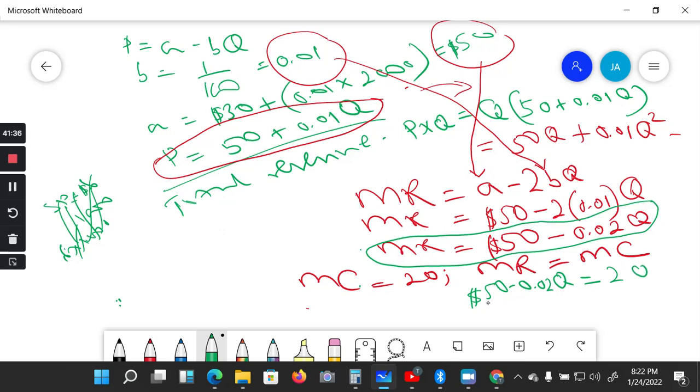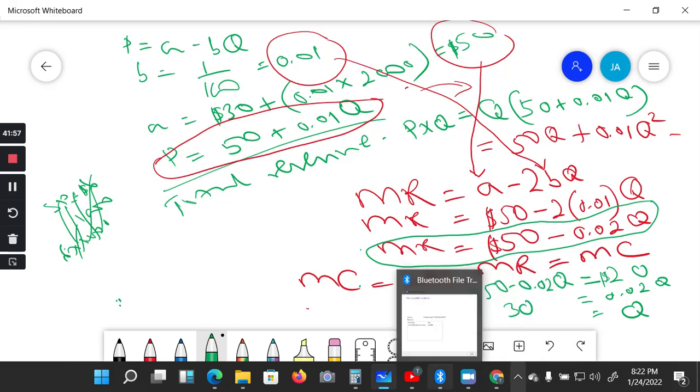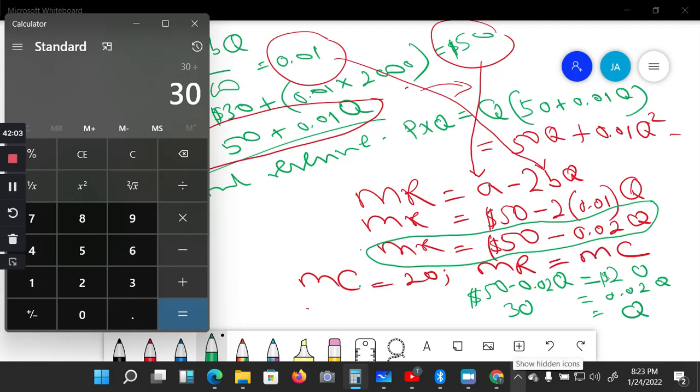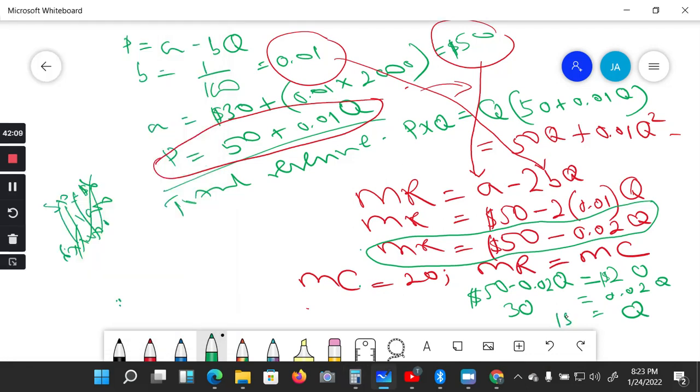Okay, so let's make Q the subject of the formula. Remember, these are also in dollars. You can find out that 30 is equal to 0.02 Q. And Q obviously would be 30 divided by 0.02. That's 1,500. That's our Q.